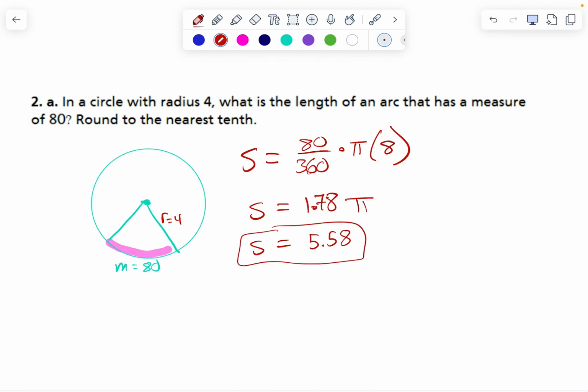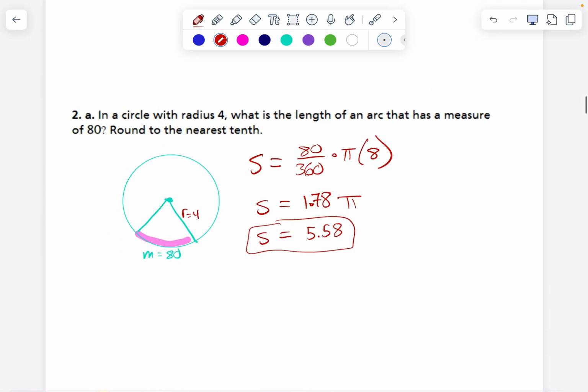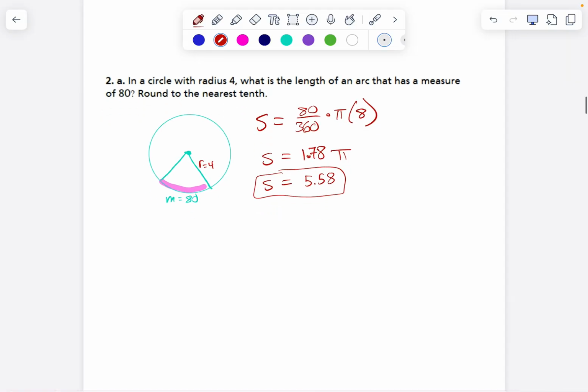Okay, that was the easy version. That's when you plug in for D. Again, if I give you the arc length and ask for D, that's a little bit more work. Well, a little bit more careful work. We'll do an example of that tomorrow.